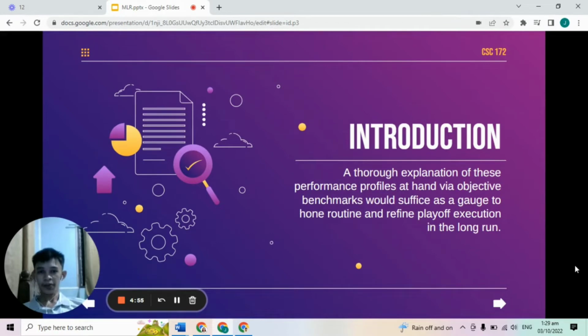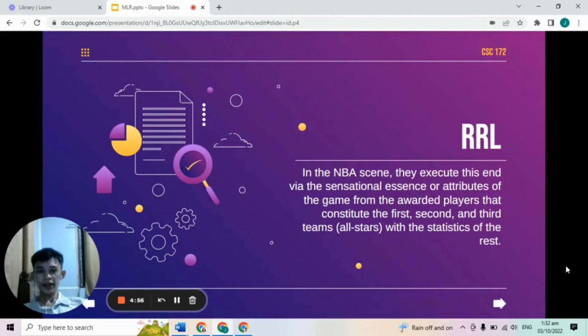A thorough explanation of these performance profiles at hand, via objective benchmarks, would suffice as a gauge to hone routine and refine playoff execution in the long run. In the NBA scene, they execute this end via the sensational essence or attributes of the game from the awarded players that constitute the first, second, and third teams, all-stars, with the statistics of the rest. The panel of sports writers and broadcasters orchestrates the selection of the all-star players from these three squads.